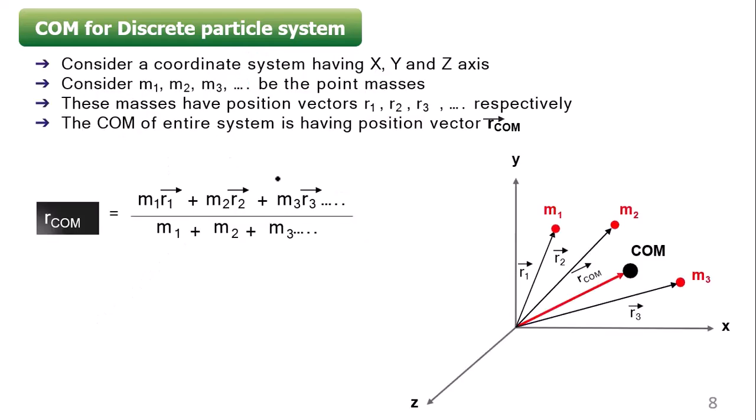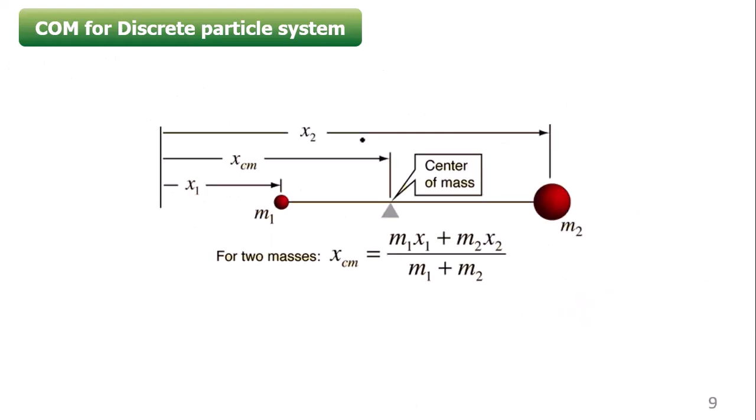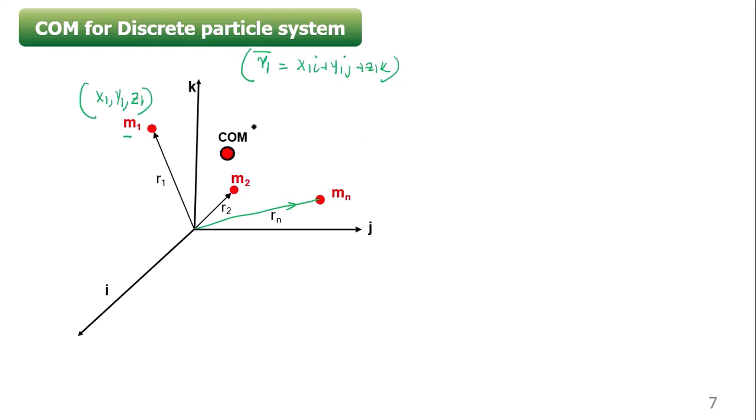What we calculate is this: consider a coordinate system x, y, z. Consider m1, m2 as the point masses. These masses are positioned at r1, r2, r3. The center of mass of the entire system has a position vector Rc. My question is to calculate the center of mass of this system, where there are, let us say, a 3 particle or 4 particle system.